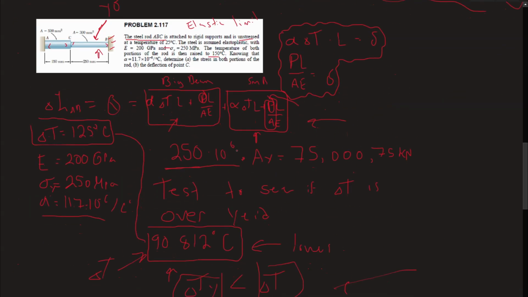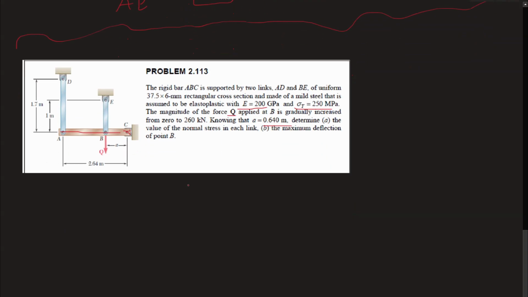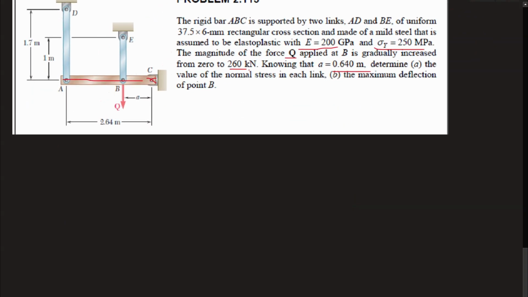So the trick is, if you remember from the last problem, you have to check to see if it goes over the breaking point. So it says that Q goes from 0 to 260 kilonewtons, but we have to check along the way to see if Q between here and there is going to break one of the two bars.